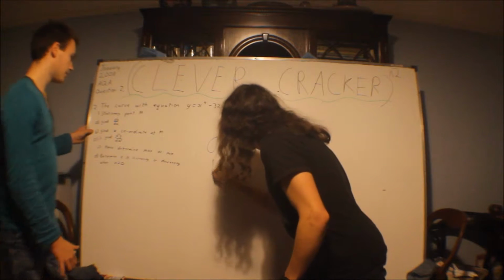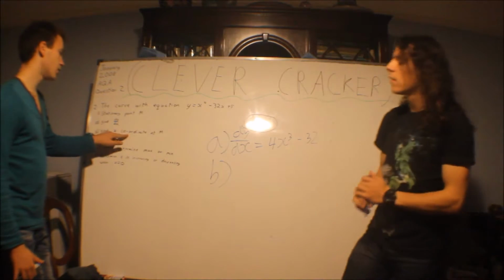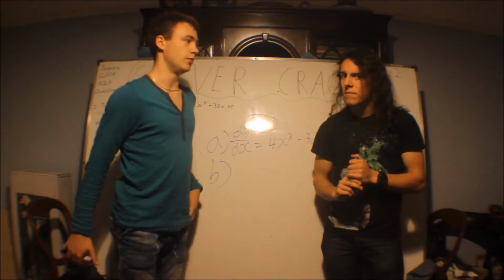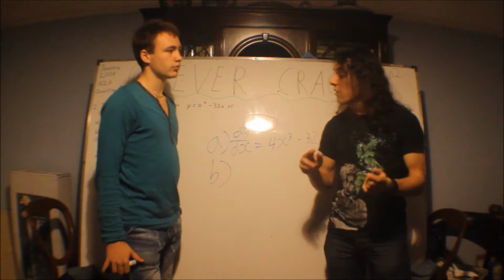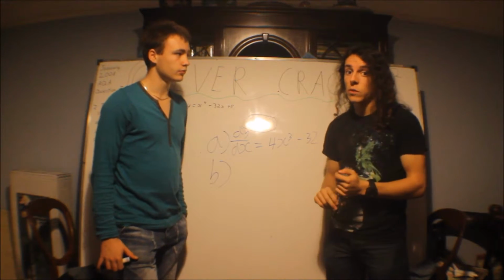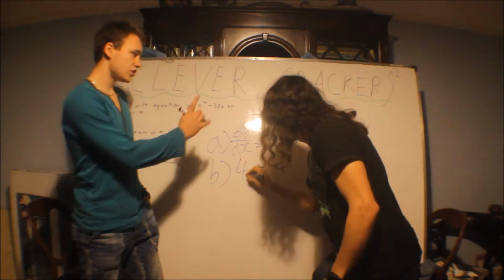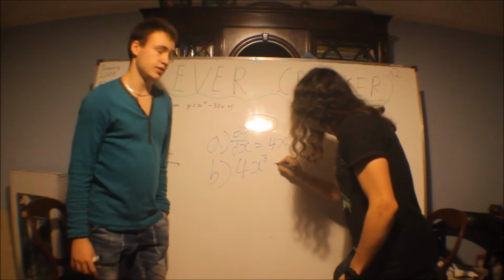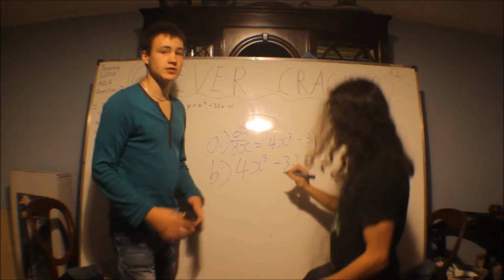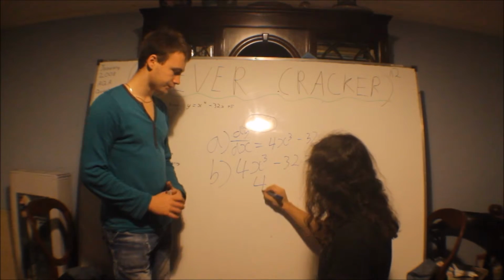Ta-da! So, part B. Find the x coordinate of M, and it says in the question, M is the one stationary point of this polynomial. A stationary point is where the gradient equals 0, and differentiation tells you the gradient, so you need to find out what x is when the gradient equals 0. So you make this differential equal to 0. So 4x cubed minus 32 equals 0. You're going to find out what the x value is at that point.